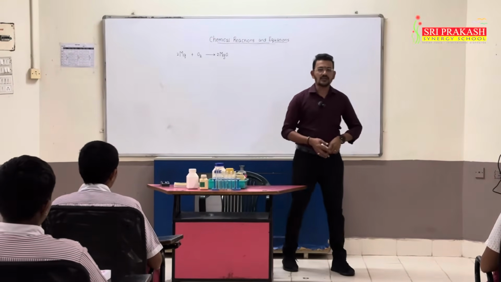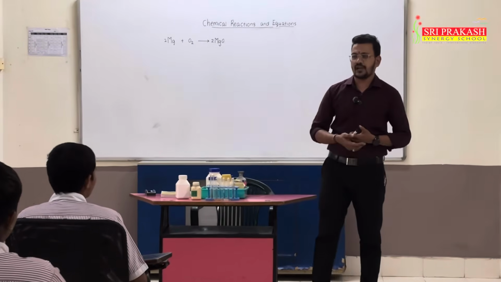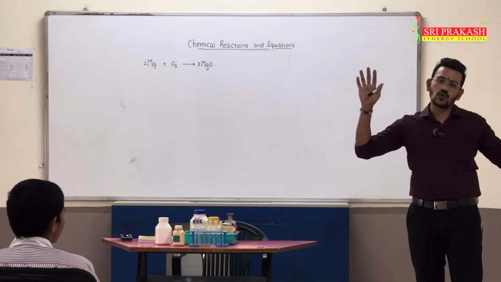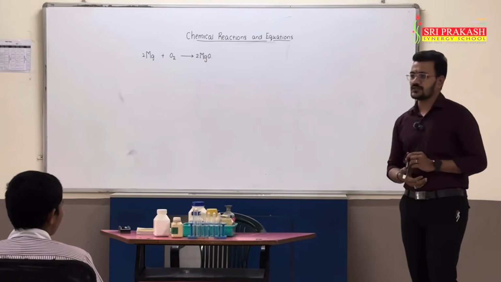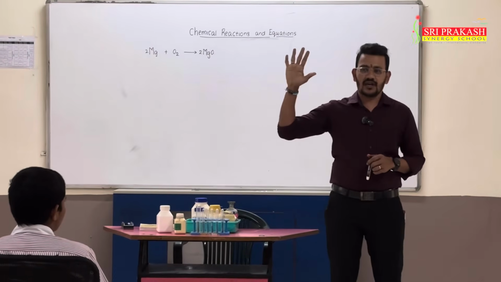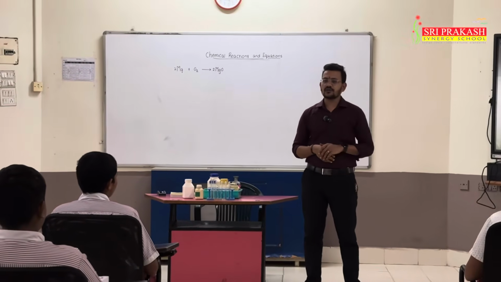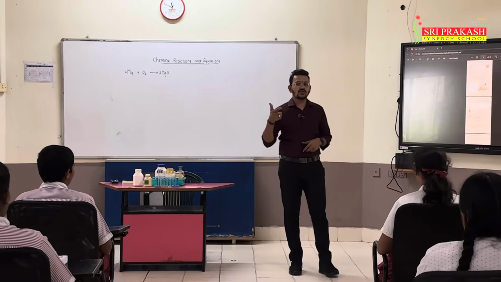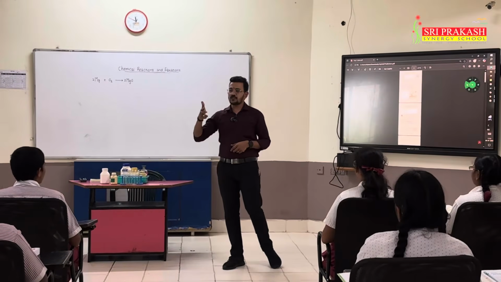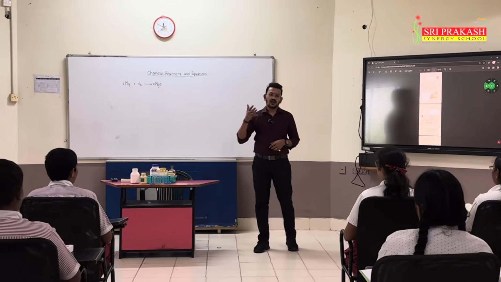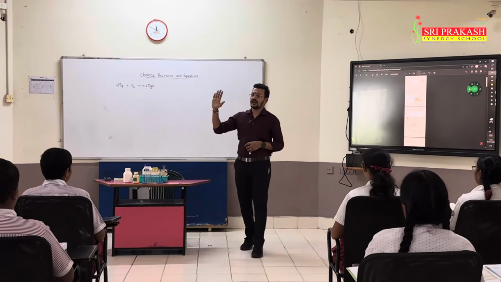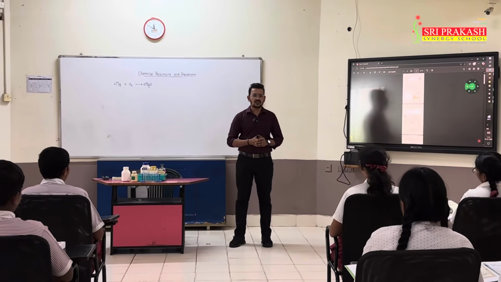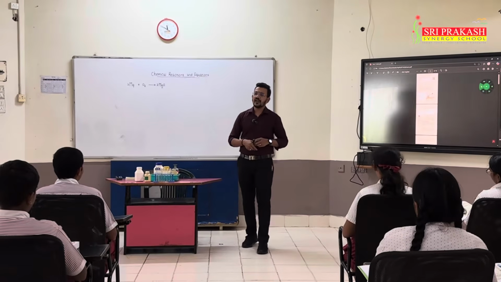Now in today's class, we will be discussing the types of chemical reactions. How many types of chemical reactions do we have? Generally there are so many types, but according to the syllabus, we will discuss 5 types. What are those 5? Combination reaction, decomposition reaction, displacement reaction, double decomposition reaction, and last, redox reaction. We will perform an activity for each reaction and then check it.